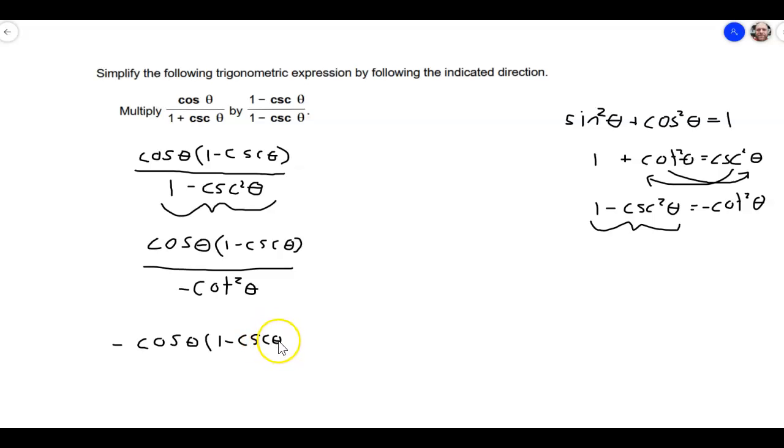cosecant of theta. And instead of dividing by this, what's really a fraction using the reciprocal identities and stuff, I'm going to multiply by the reciprocal of that, right? Instead of cosine squared of theta over sine squared of theta, I'm going to multiply that by sine squared of theta over cosine squared of theta. So let's multiply that by sine squared of theta.